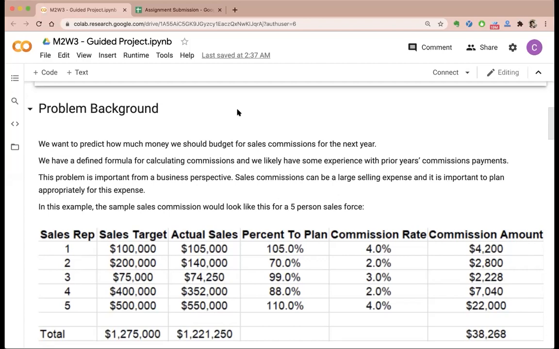How many people are from a sales background? Any connection with sales systems? Anyone? Yeah, there are a few. So you might be aware of these things. To induce a sale, we have to provide commissions or incentives to the salesperson.